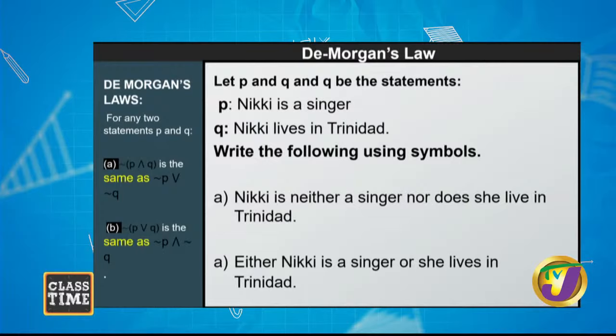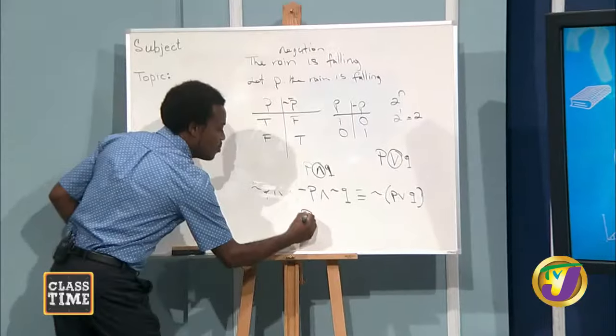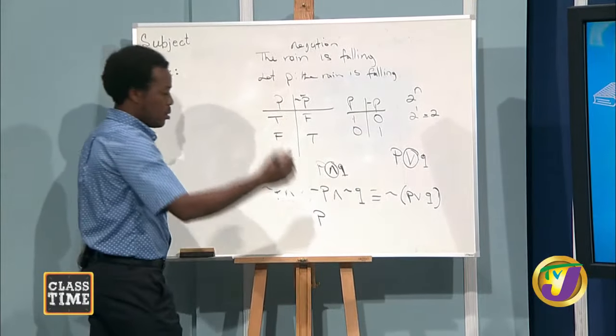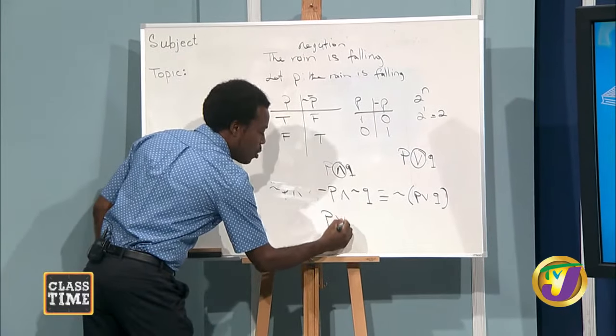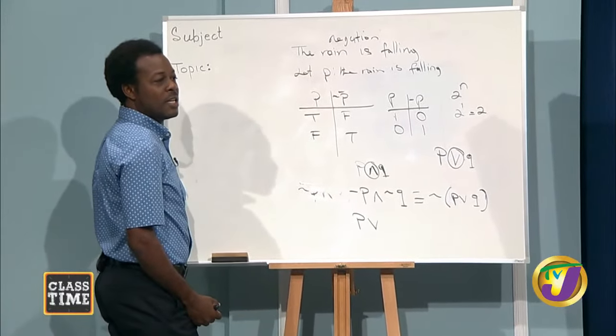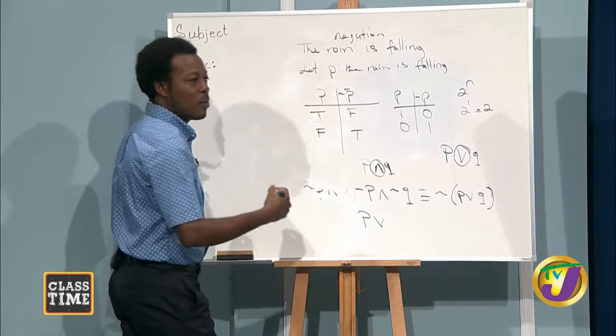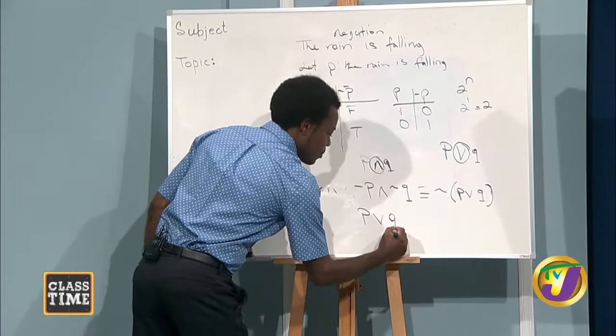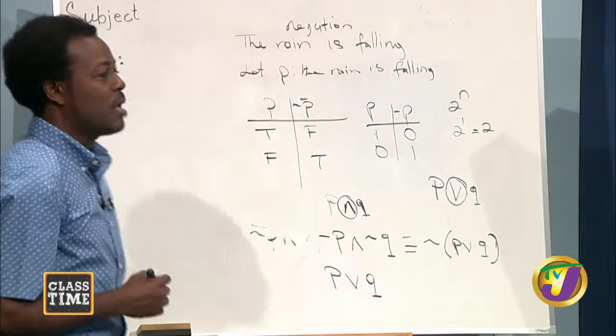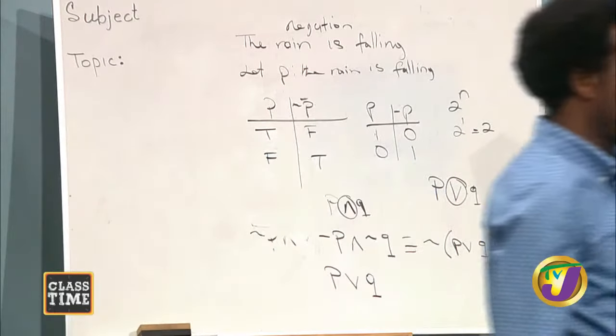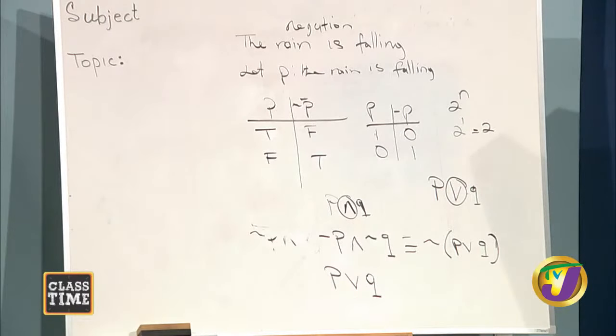So Nikki is a singer, and P represents that. So Nikki is a singer, P. Or, the connective or, and we know we use the V looking up like that. She lives in Trinidad, and it's right there on the board, Q. So that would represent that statement for De Morgan's theorem.